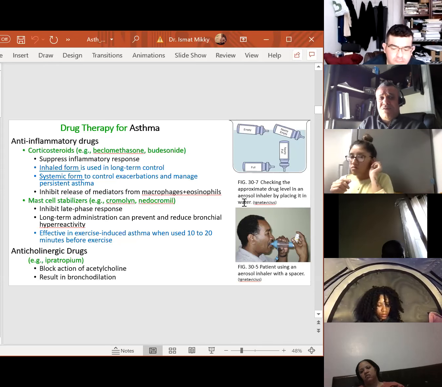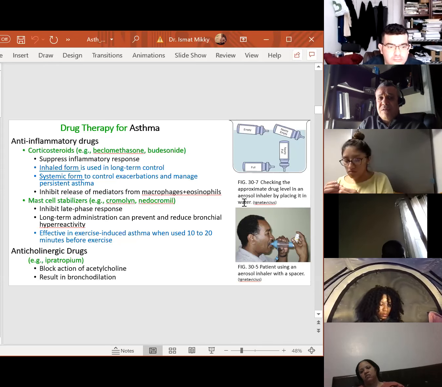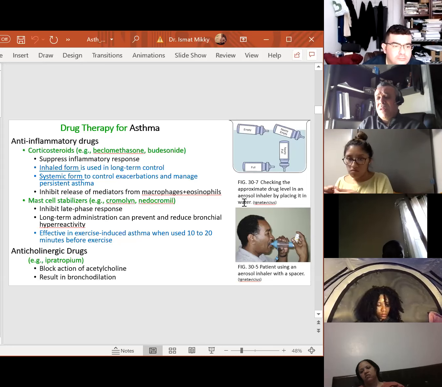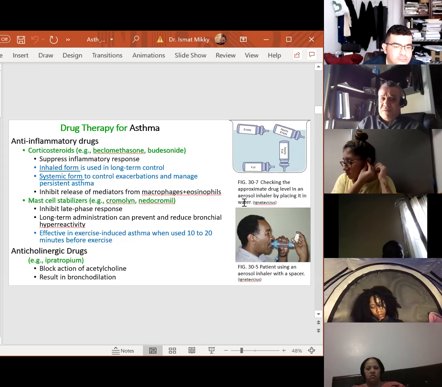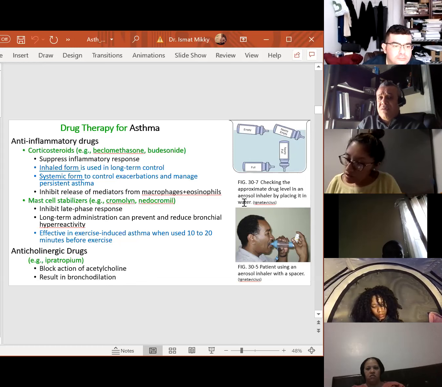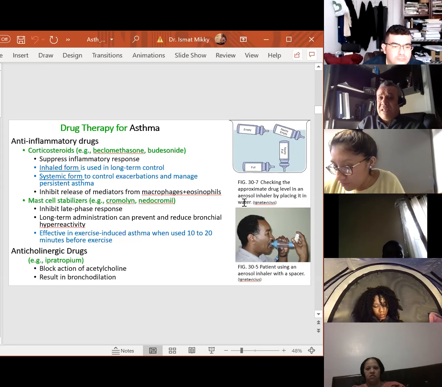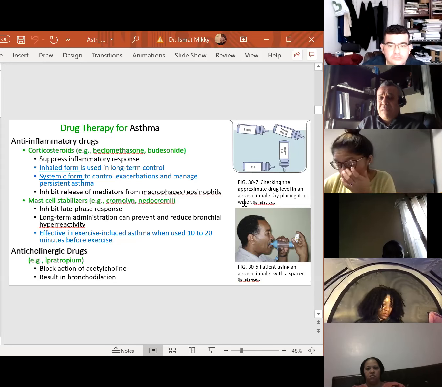Another set of medications to be prescribed would be the anti-inflammatory drugs like steroids, and the anticholinergic drugs like ipratropium, which is also a bronchodilator. The steroids are also going to dilate the bronchioles, but the mechanism is different from drugs like the anticholinergic drugs.